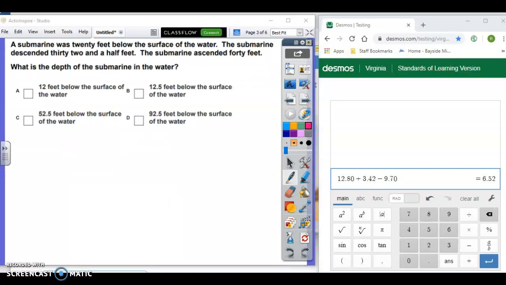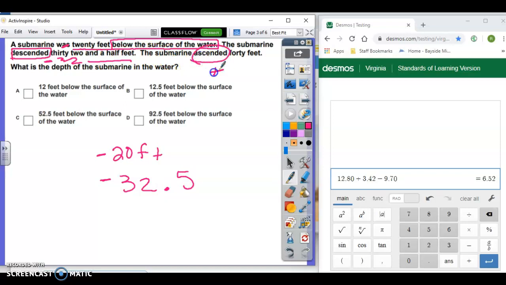All right, this is question number 13. It says a submarine was 20 feet below the surface of the water. So when you read below, you know this is going to be a negative number. So we're starting at negative 20 feet. Then the submarine descended. So that means it's going to go down. So I'm just going to subtract 32.5 feet. Then it says, then the submarine ascended. So that means they're going to go up. So we're going to add 40 feet to that.